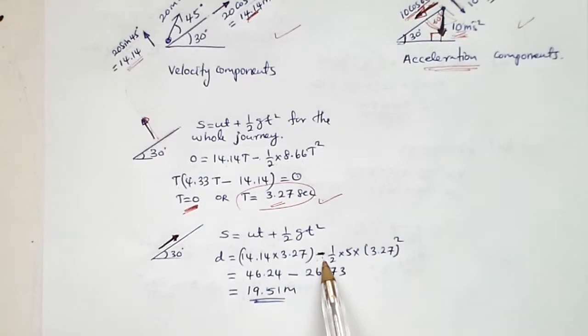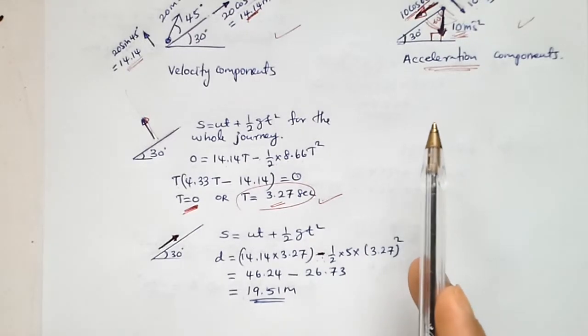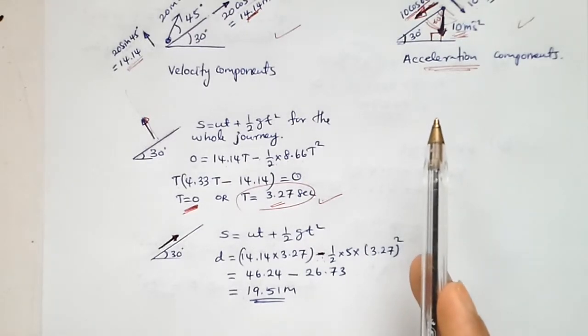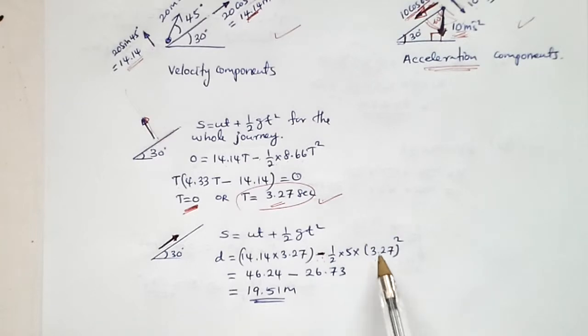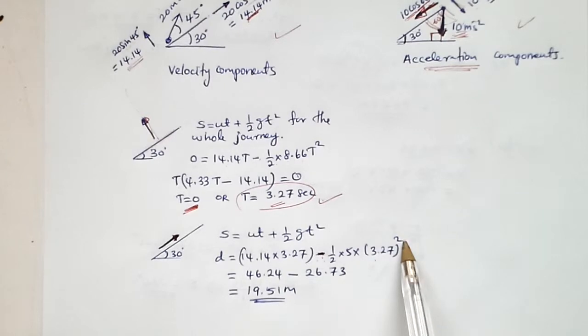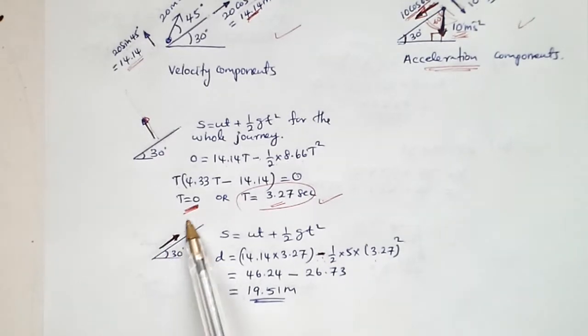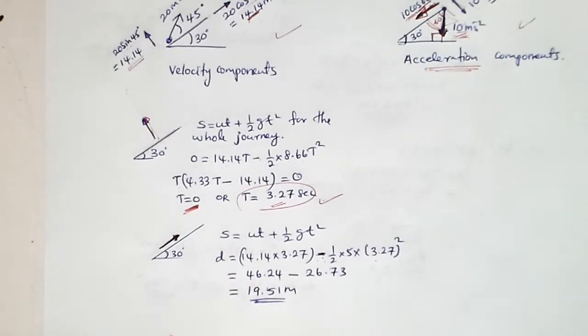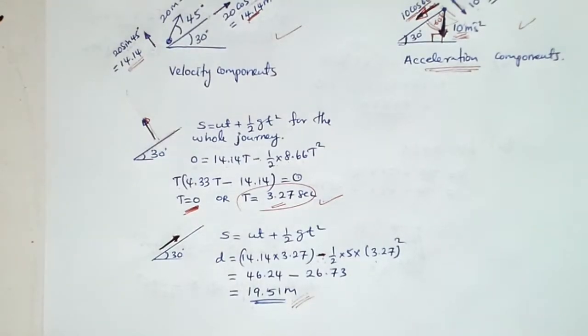So half g, we found there 5 m/s squared, into t squared, the total time of flight, 3.27 squared. So if you simplify this, you will get the distance traveled by the projectile along the inclined plane is 19.51 meters. So this problem is not really complicated.